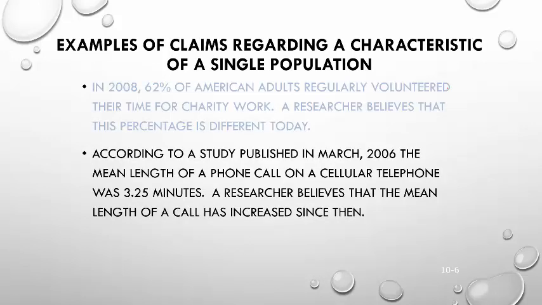Another one: according to a study published in March 2006, also a really long time ago, the mean length of a phone call on a cellular telephone was 3.25 minutes. Here's the claim. A researcher believes that the mean length of a call on a cellular telephone has increased. So the claim is that for whatever reason we spend more time on our phone. It's gone up, or at least how long our phone calls last, the average phone call.